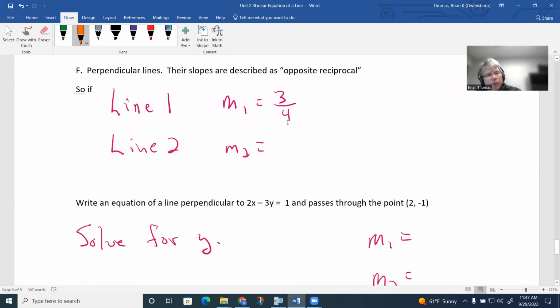So perpendicular lines is something we want to talk about. Let's look at two lines that are considered perpendicular.